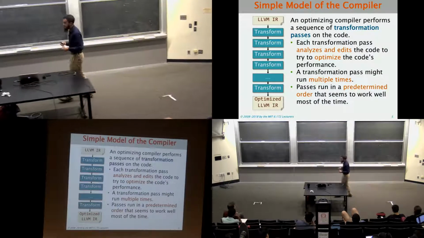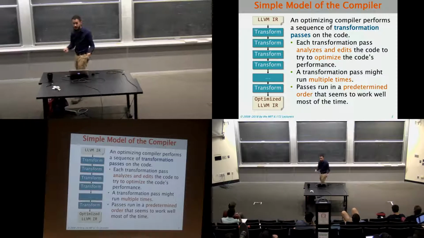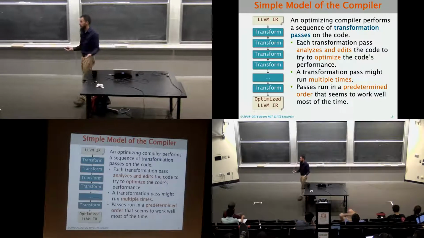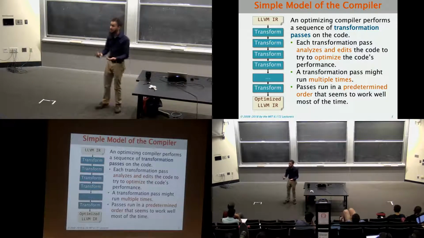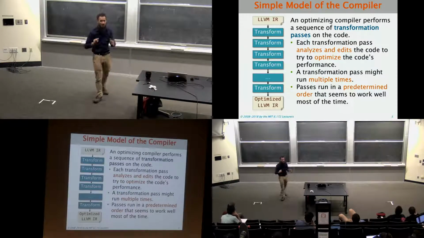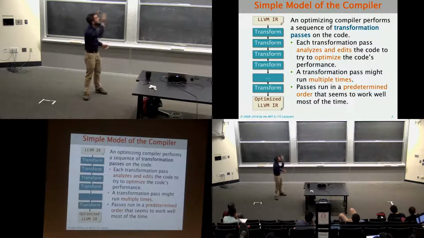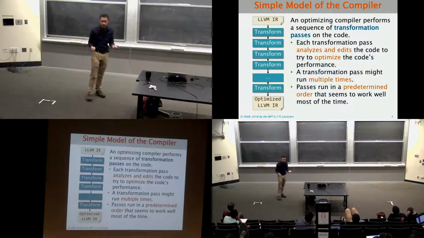Now, a transformation pass might end up running multiple times, and those passes run in some order. That order ends up being a predetermined order that the compiler writers found to work pretty well on their tests. That's about the level of insight that went into picking the order. It seems to work well.